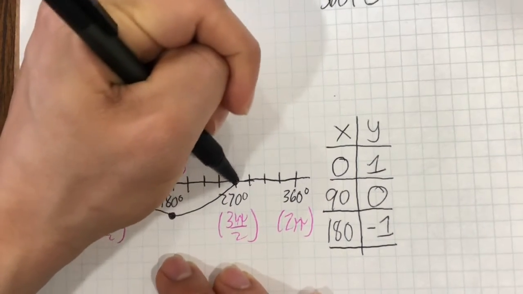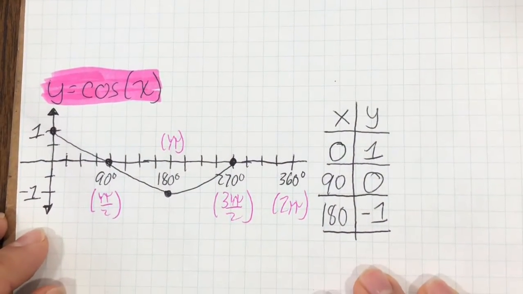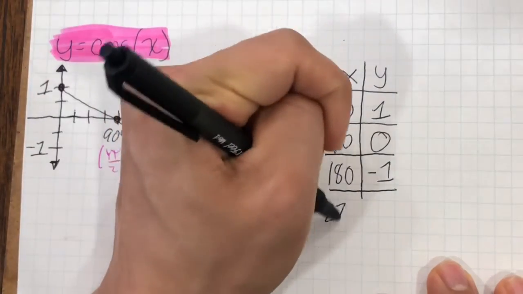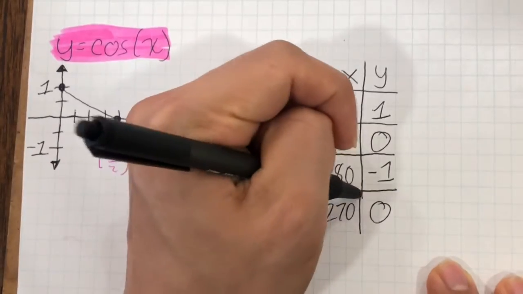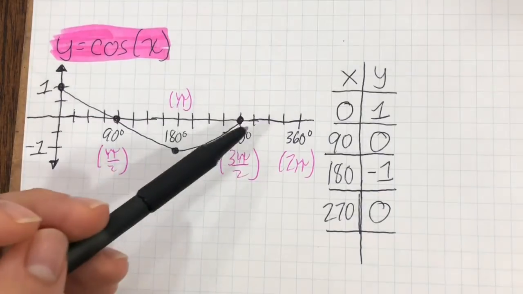I'm at 0. So filling in the table, cosine of 270 degrees would be 0. All right, so now we're almost done. Now we've got to go from 270 to 360 degrees.